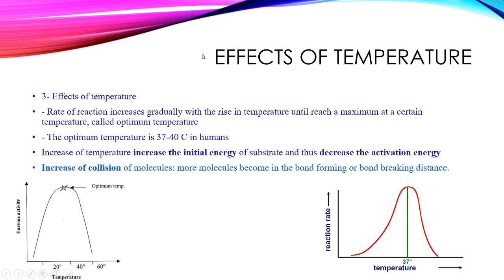And next is the effect of temperature. There are three effects of temperature here. The rate of reaction increases gradually with the rise in temperature until it reaches a maximum at a certain temperature. It's called the optimum temperature. The optimum temperature is 37 to 40 degrees Celsius in humans. An increase of temperature increases the initial energy of the substrate and thus decreases the activation energy. It increases the collision of molecules, so more molecules reach the bond-forming or bond-breaking distance. You can also use this graph.